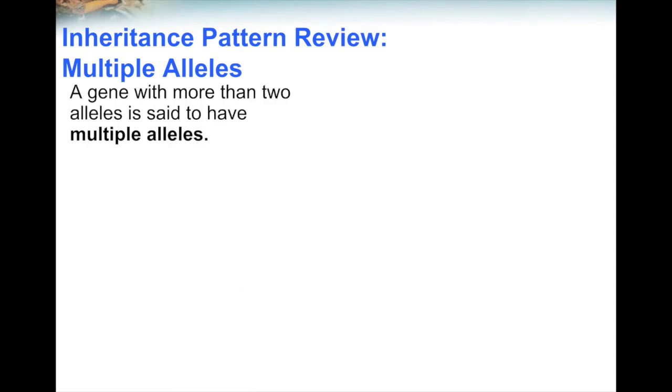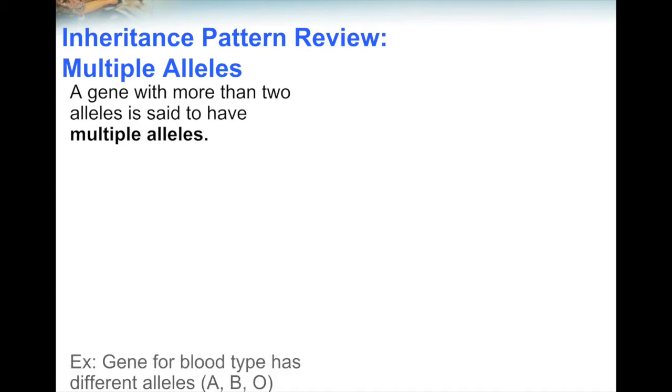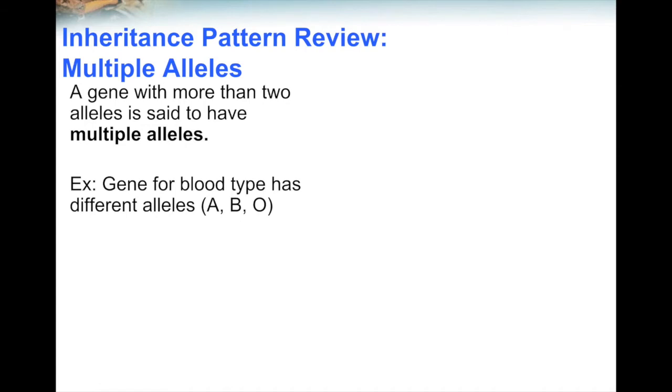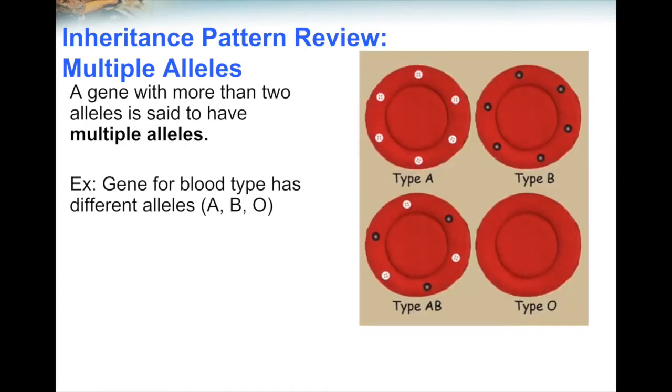Another type of inheritance pattern that we looked at was multiple alleles. So in multiple alleles, and we're going to be taking a look at that today, it's just when there's a gene, a part of the DNA, and it has more than two versions, more than two alleles. So for instance, for blood type, which we'll look at today, there's not just an A allele, there's not just a B allele, there's that third allele, O. And it gives us the different types of blood that people can have. Some people are type A blood, some are type B, some are type O, and then we have this other one where it's type AB, where the A and the B are together at the same time.